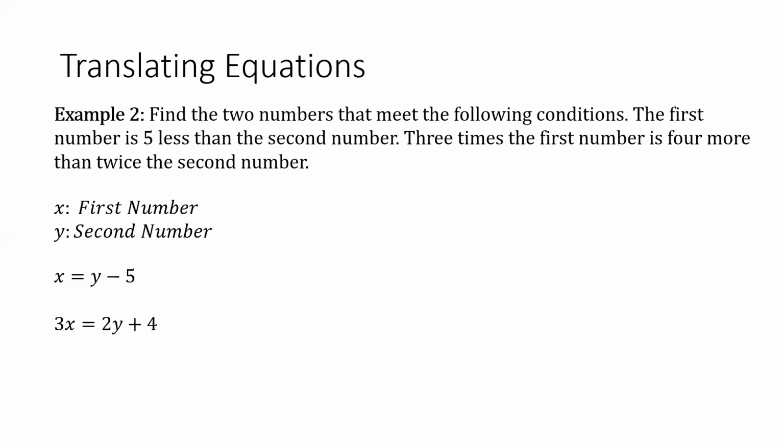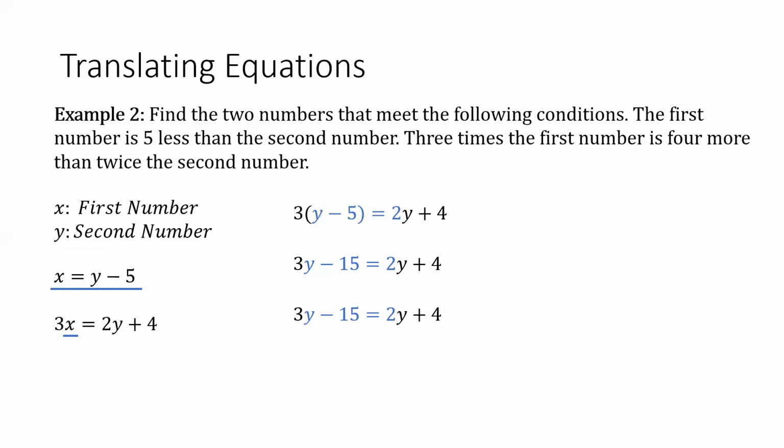And now that I have them set up, I noticed my x is already by itself, so it seems like a good case for doing substitution, and that's exactly what I did. So I plug in my y minus 5 into my x of my second equation, distribute it out to get 3y minus 15. Then I subtract the 2y over, I add the 15 over, and I find y is equal to 19.